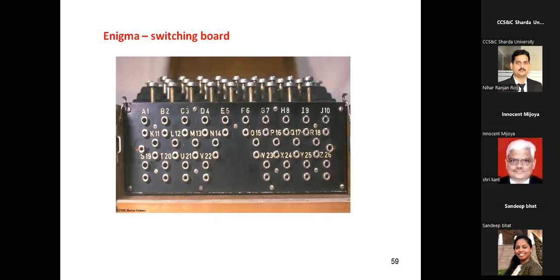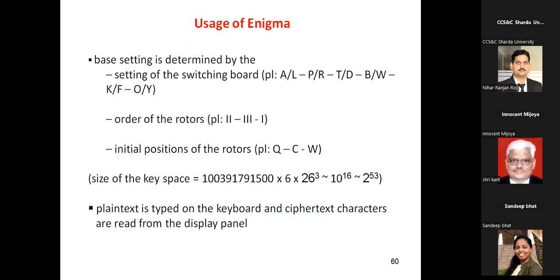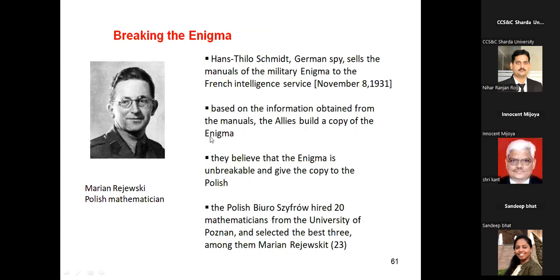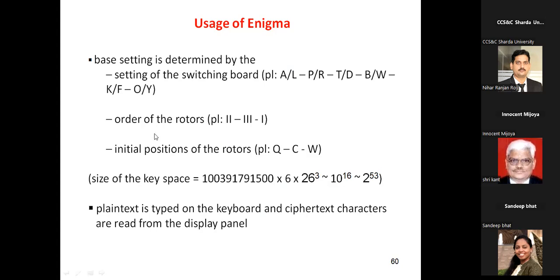Now, this is the Enigma switching board. Switching board means it is some sort of key where you have to set the machine so that it responds in a particular way to the creation of the ciphertext. Okay, the base setting is determined by the setting of the switching board. Switching board: A is to L, P is to R, T is to D, B to W. This was the structure. Order of the rotors: second, third, first.